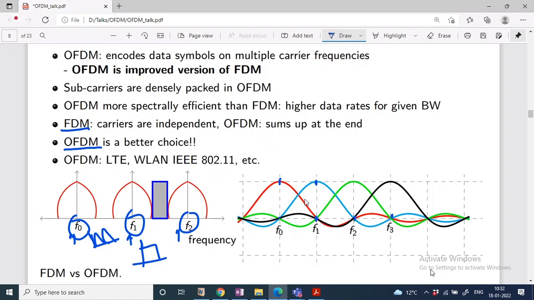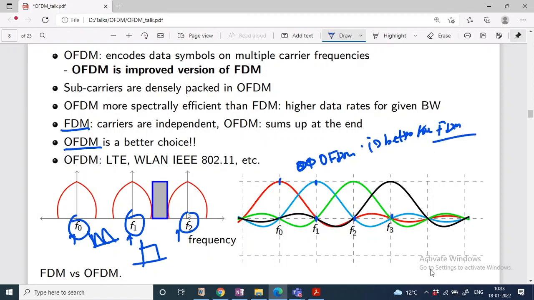There is no guard band, you can see that. So that's spectrally efficient. At sampling points, the contribution of the other subcarrier frequencies is 0, so there is no interference from other subcarriers. So F0, F1, F2, and F3. This is a better scheme than FDM, frequency division multiplexing. This is called OFDM.